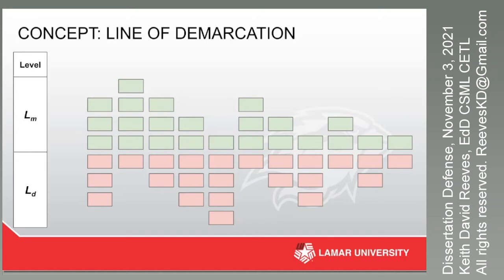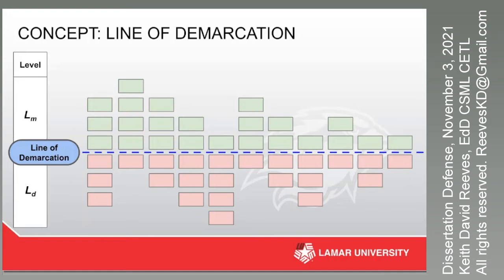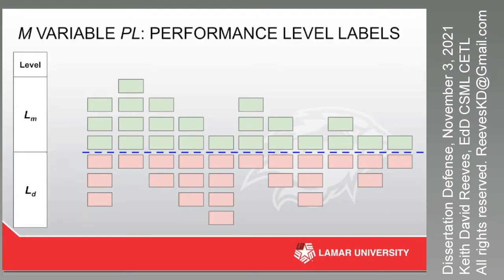Remember, we go from these M variables to concepts. Instead of thinking of two boxes around each set, we instead think about one line dividing the two L's. This is the line of demarcation. It divides LM from LD, and again, you can tell this with the color shading as well. PLDs above the line of demarcation describe meets, and PLDs below the line describe does not meet.